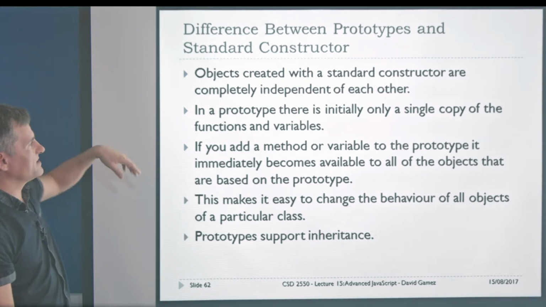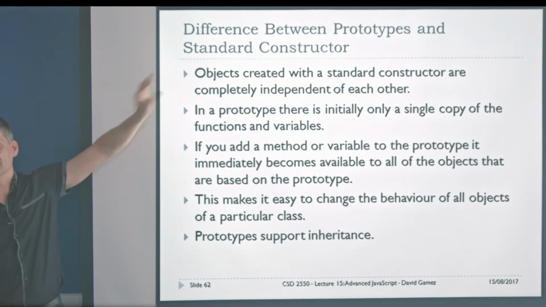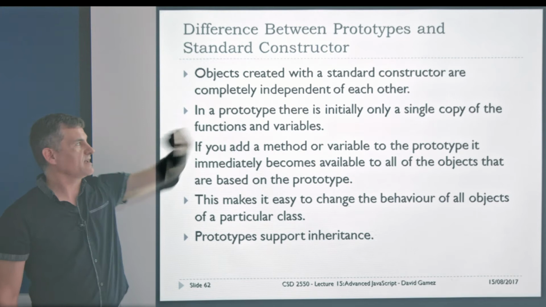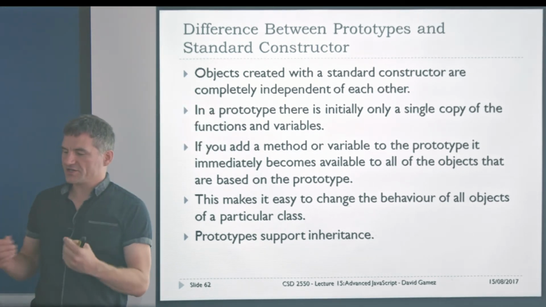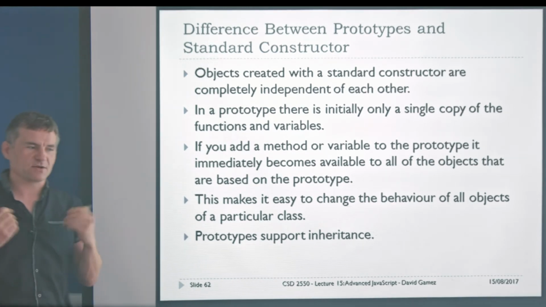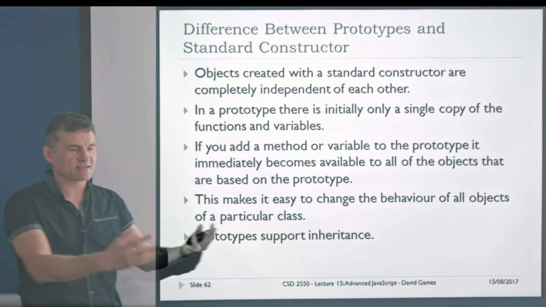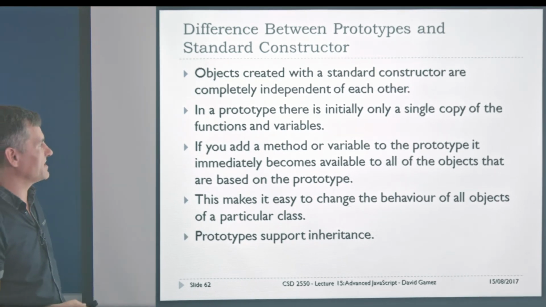So in a prototype, there's only a single copy. Oh yeah, that's this point about independence. The reason that they are not independent when you're starting to use prototypes is that there's initially only a single copy of all the functions and variables with the prototype. That's why all the ducks gain hats, because they're in a way sharing the same hat. Okay, so it's a slightly peculiar metaphor, but whatever.